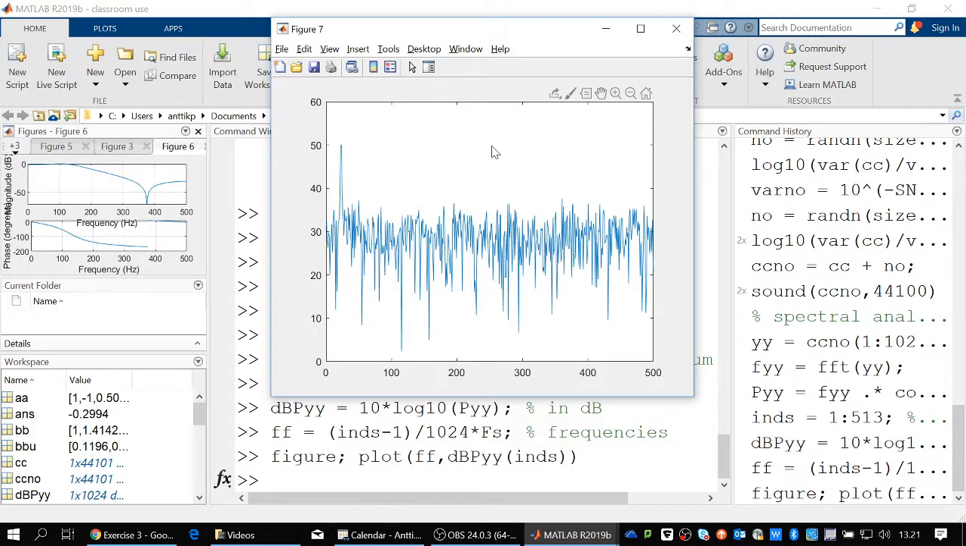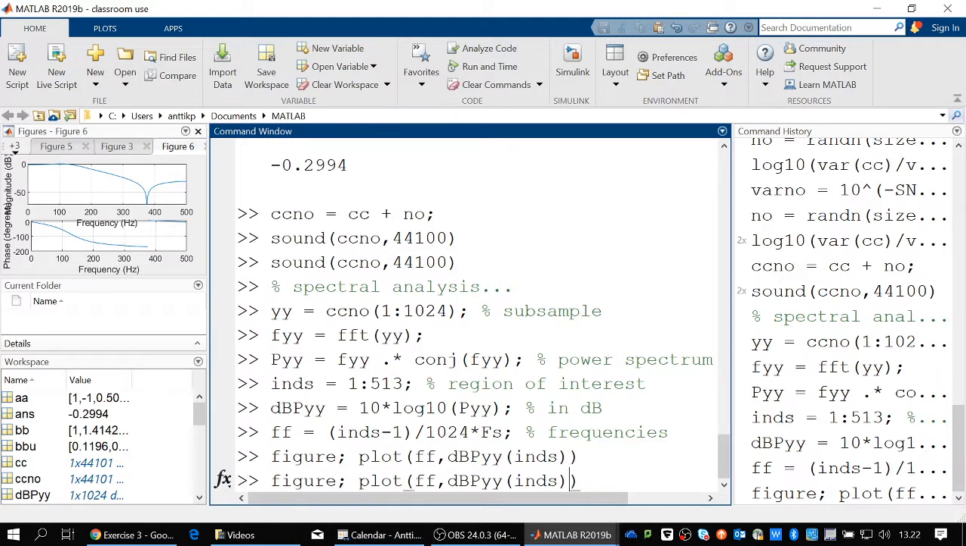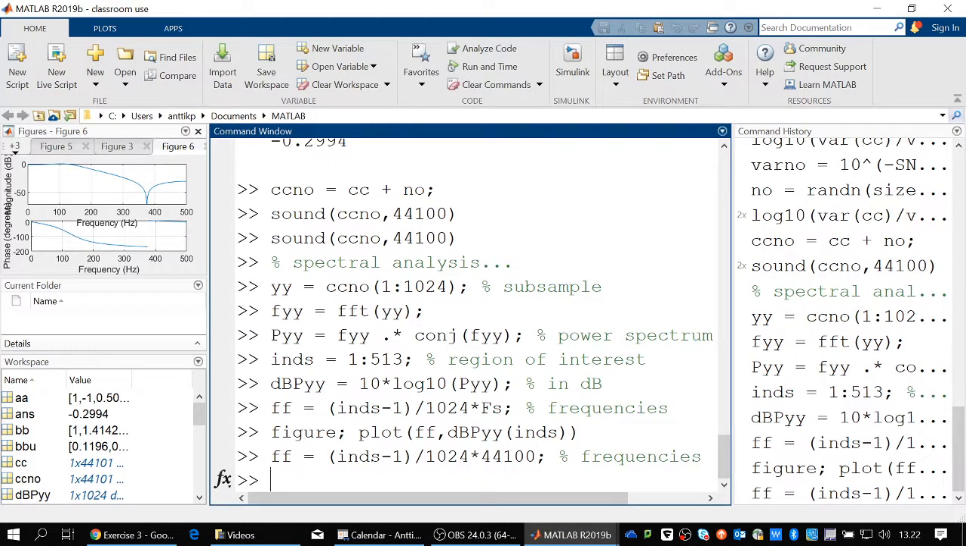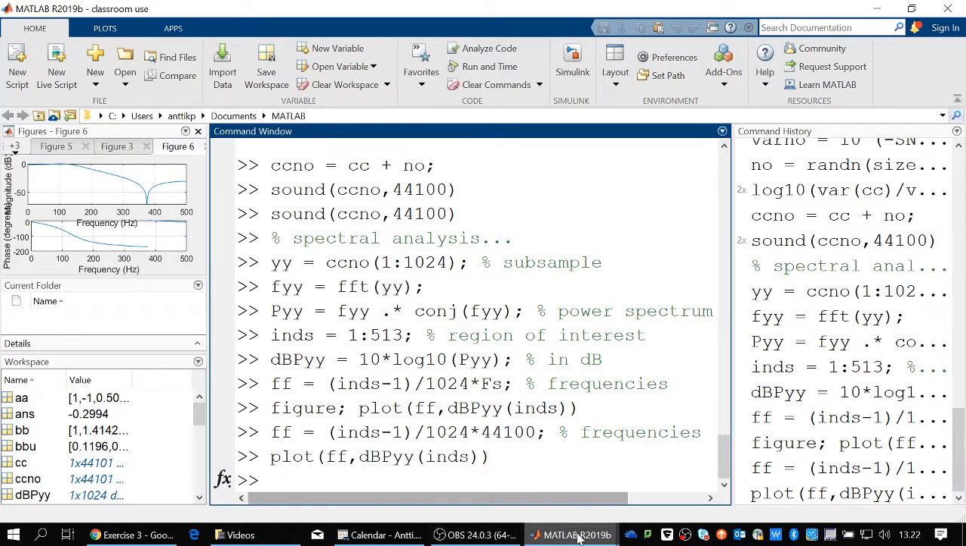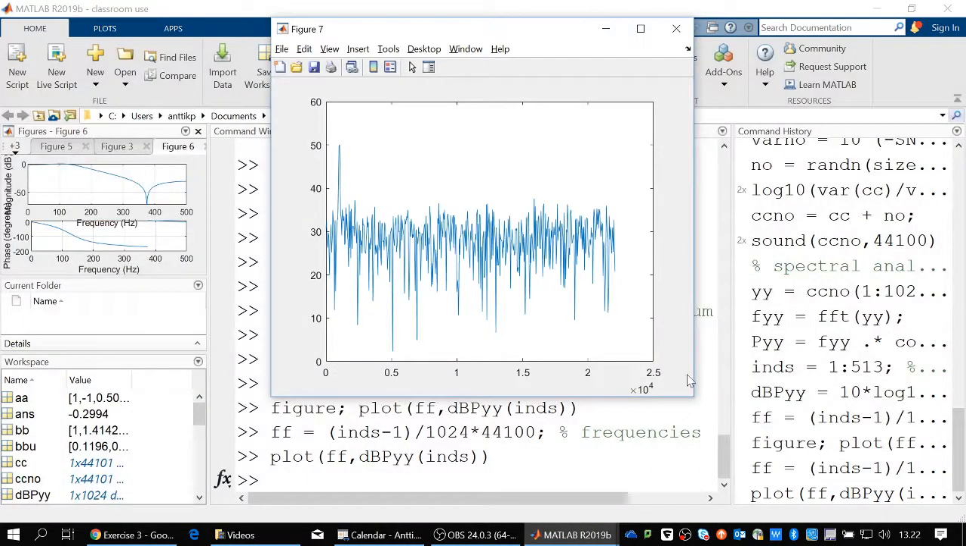Okay, so we have that the chirp signal is actually producing some... Wait a minute. Why do I not have fs? I have the wrong fs here. Sorry, I hard coded it as 44,100. That was my fs. All right. So, figure. There we go. Better.